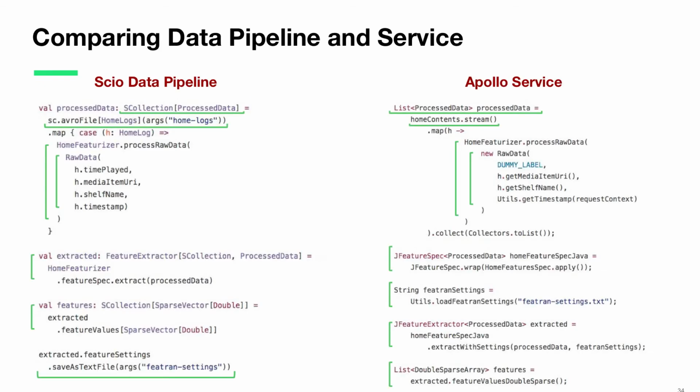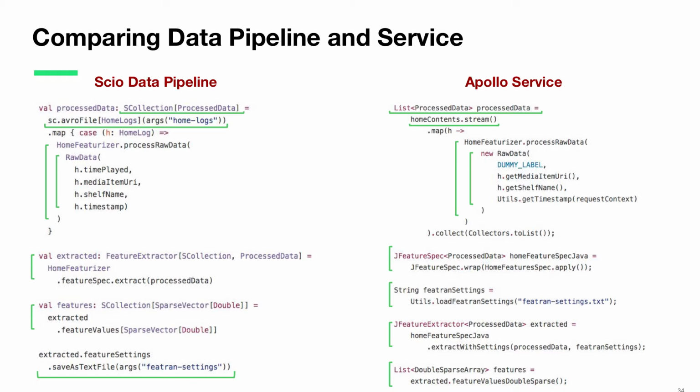Okay, so now let's look at them side by side to see how similar the functionality of using featurization is within the Shio data pipeline, which is written in Scala, and the Apollo service, which is in Java, because they do have very similar functionality. The first step was just getting our data. In the data pipeline, it came from historical home logs, and in the Apollo service, it's coming from the request. But then the second step is the same.